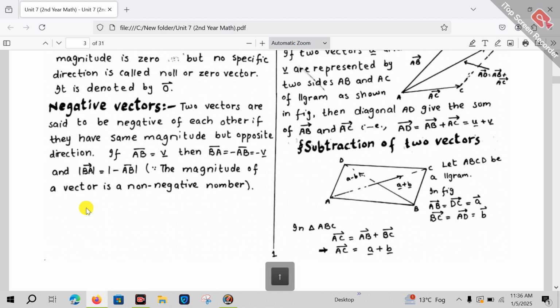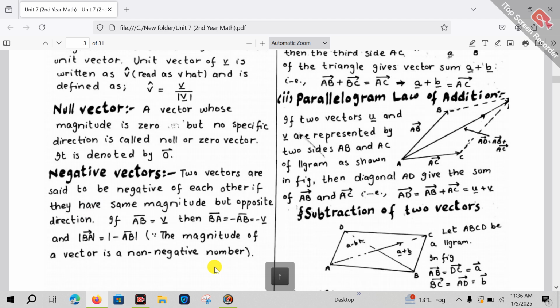The magnitude of a vector is a non-negative number. So here, look at this. Non-negative means... let us guess, what do you mean by a non-negative number? So tell me.